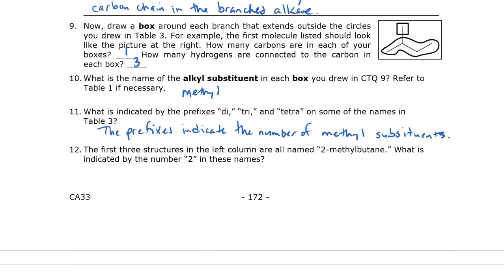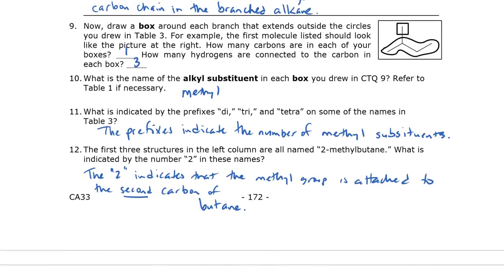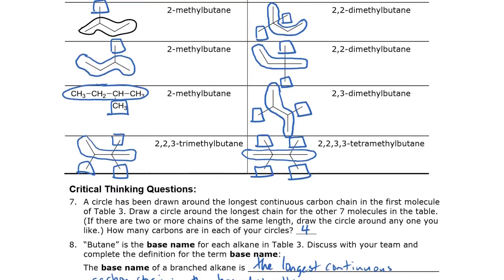Okay, so number 12. The first 3 structures in the left column are all named 2-methyl-butane. What is indicated by the number 2 in these names? So take a look at those and see if you can figure it out and write a sentence. Pause now. All right, so hopefully you see this. My sentence says the 2 indicates that the methyl group is attached to the second carbon of butane.